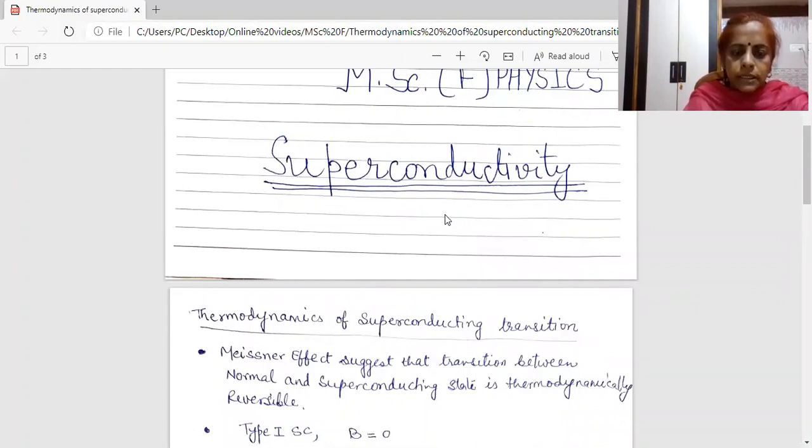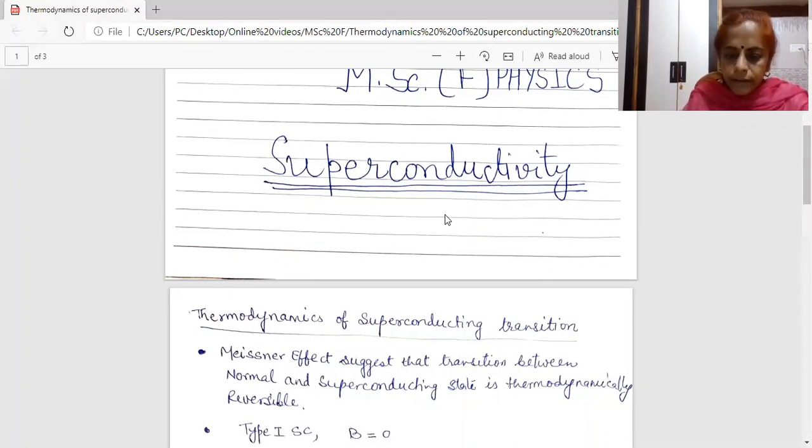Today I will discuss the thermodynamics of superconducting transition. The thermodynamics of superconducting transition is based on the Meissner effect. What does the Meissner effect state? The Meissner effect states that inside a superconductor, the magnetic field will be zero. But when the material becomes normal, then there will be penetration of magnetic field inside as well as outside the superconductor.